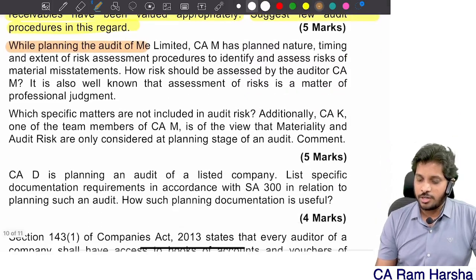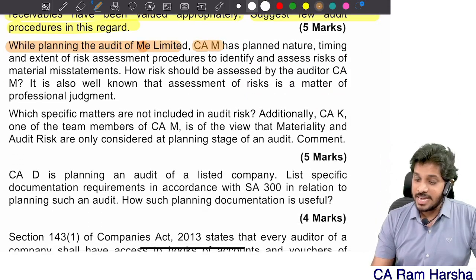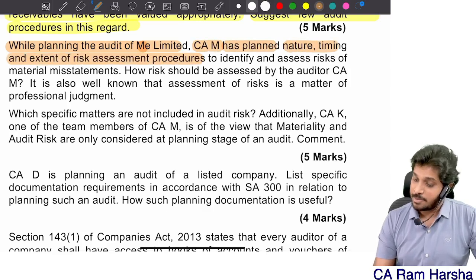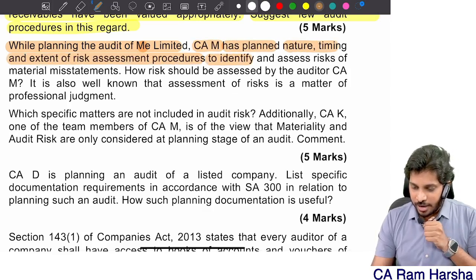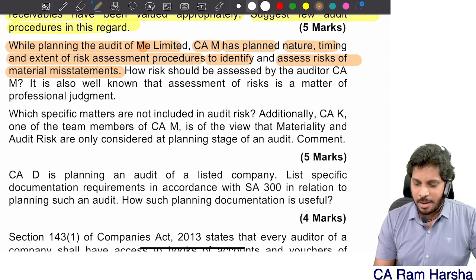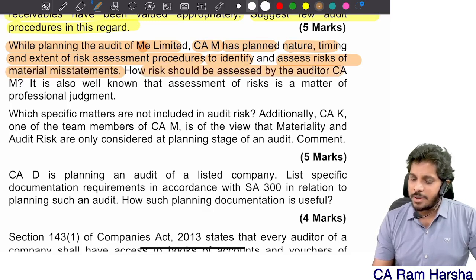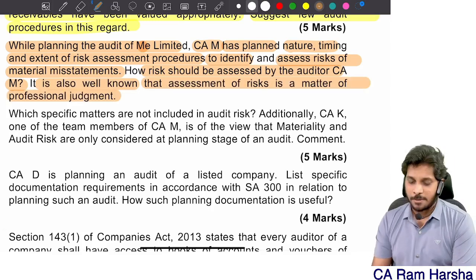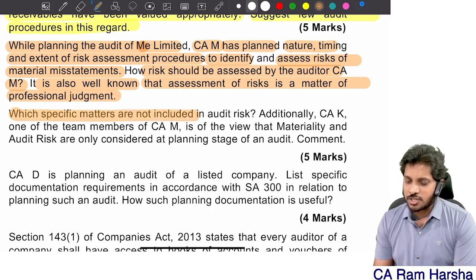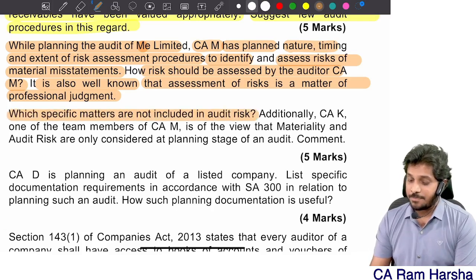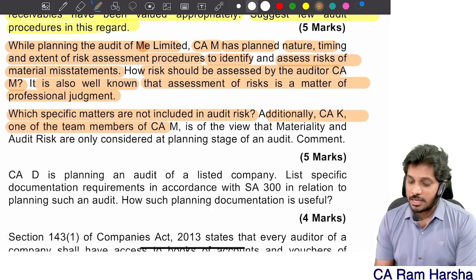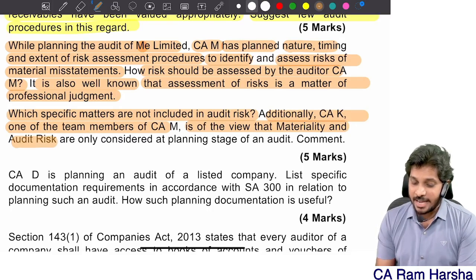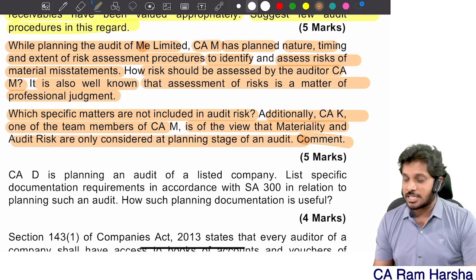While planning the audit of Me Limited, CAM has planned the nature, timing and extent of risk assessment procedures to identify and assess risk of MMS. How should risk be assessed by auditor M? It is also well known that assessment of risk is a matter of professional judgment. Which specific matters are not included in audit risk? Additionally, CAK is one of the team members of the view that materiality and audit risk are only considered at the planning stage of the audit. Comment.